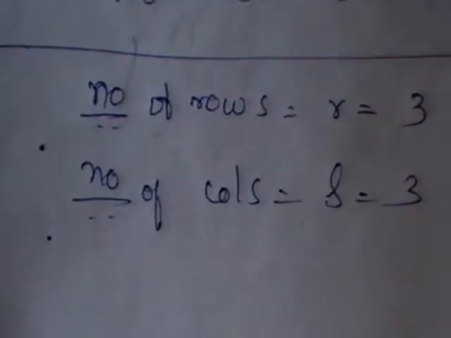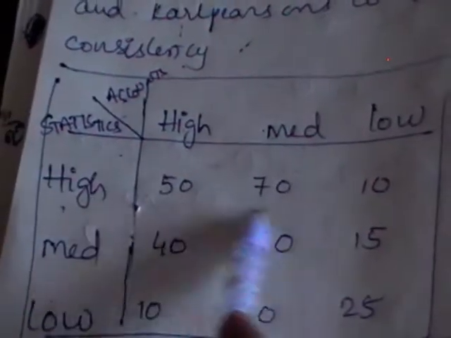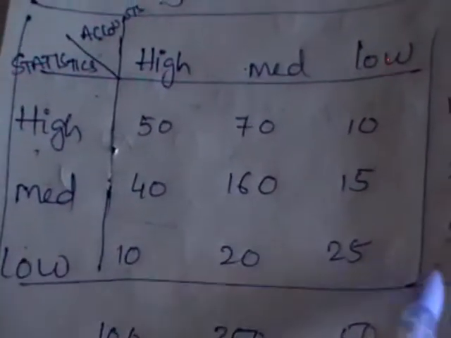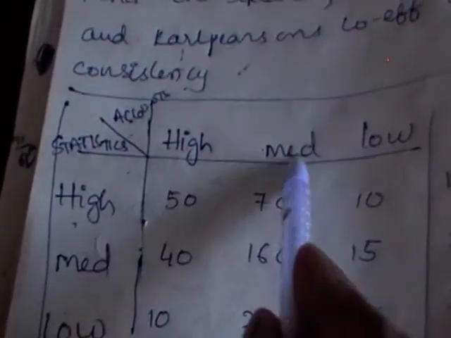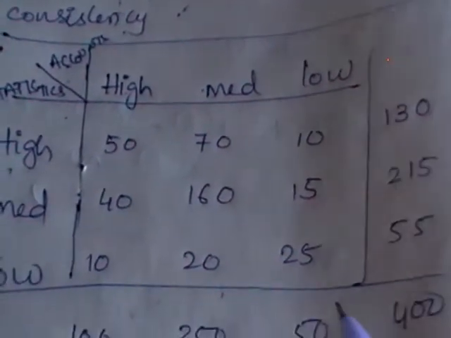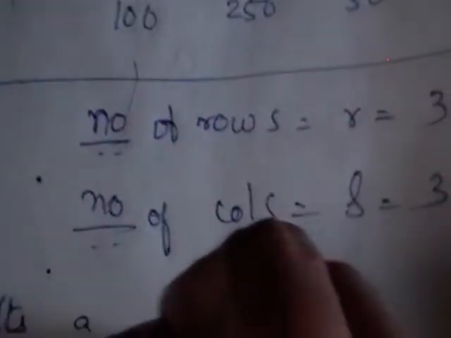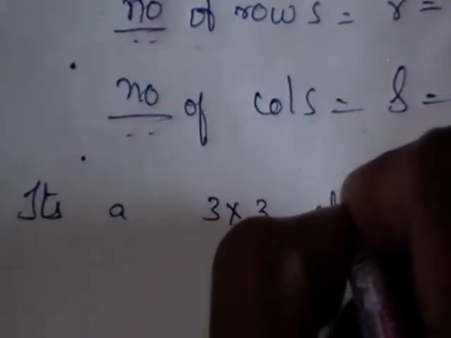Now if you observe, you have 1, 2, 3 classes here, 1, 2, 3 classes here. So let us write this as A1, A2, A3. Let us write this as B1, B2, B3. So we are given a 3 by 3 table. It's a 3 by 3 classification.